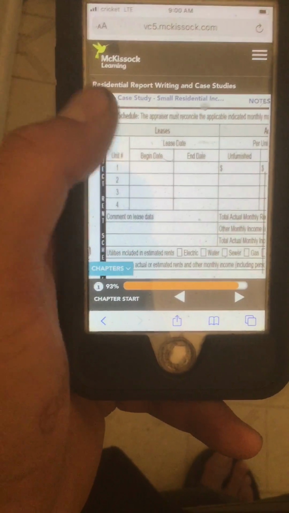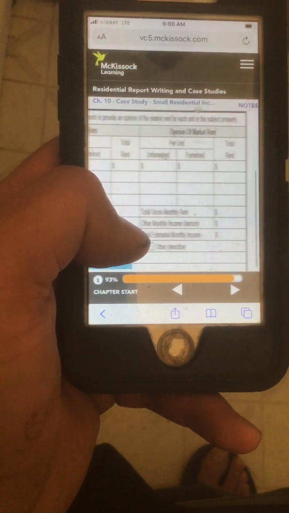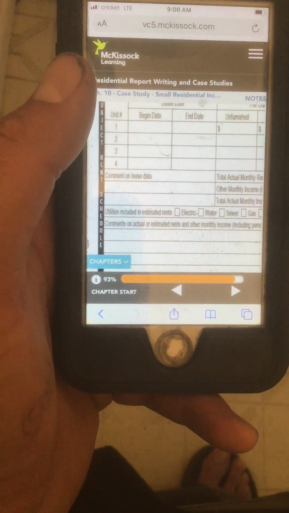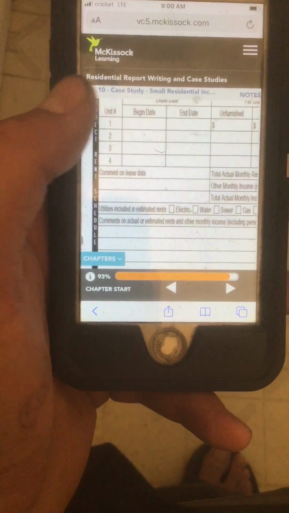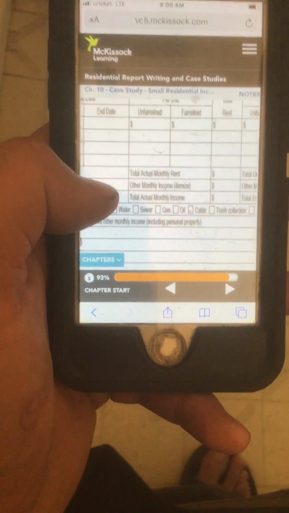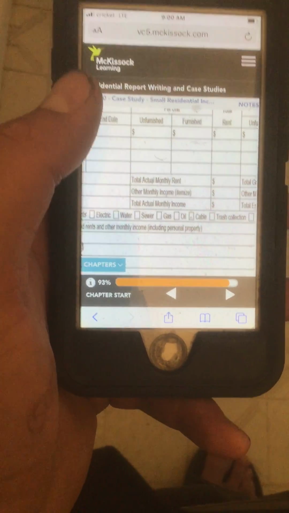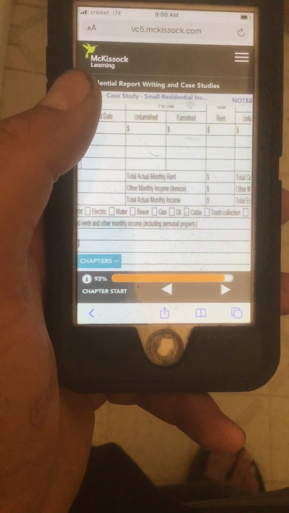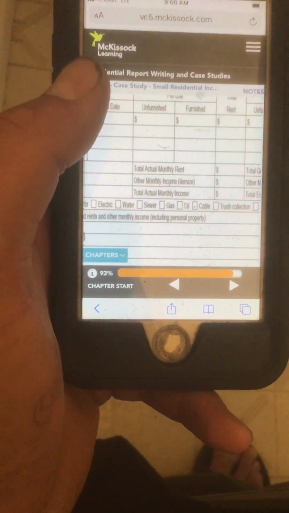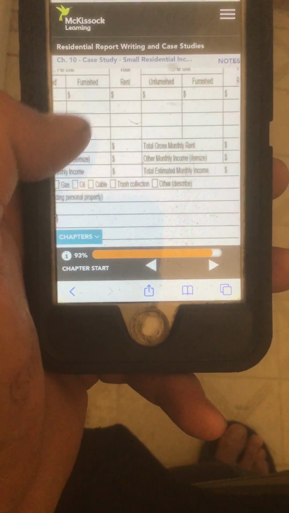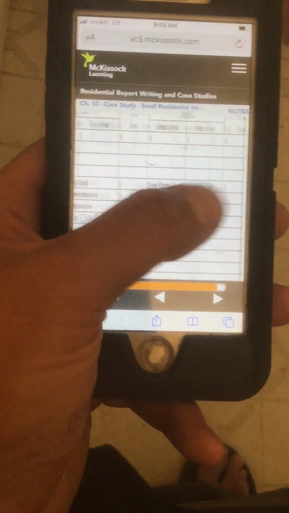Underneath that are 4 lines, 1, 2, 3, 4, all the way across the board. Underneath that, comment on lease data. And there's a couple lines underneath that. Down from that is total actual monthly rent. And then underneath that is other monthly income, itemize. Underneath that is total actual monthly income. And that goes all the way down the line.